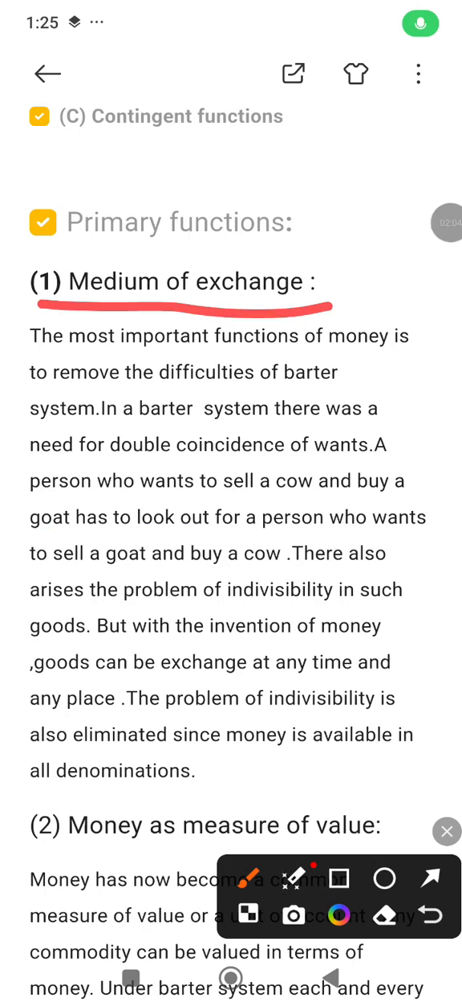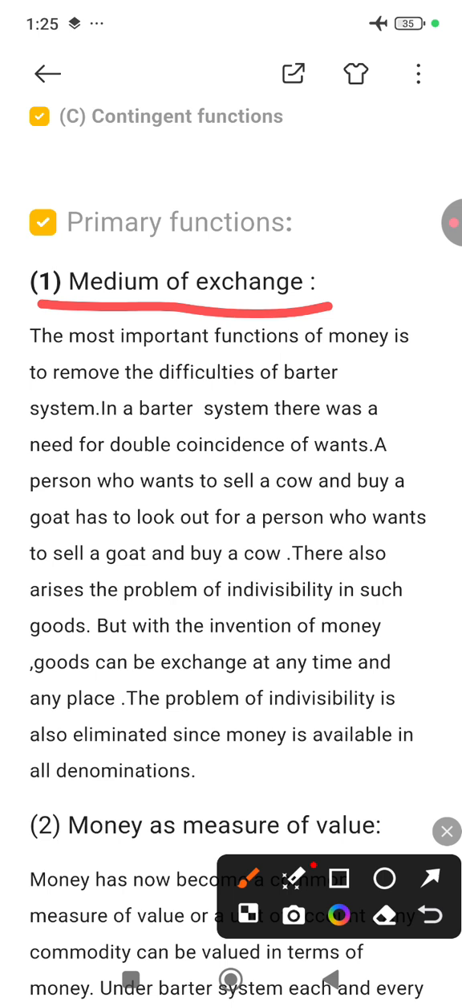So we know that money is a medium of exchange. Why? Because the most important function of money is to remove the difficulties of the barter system. Because we already learned the various difficulties in the barter system. Okay. So in a barter system, there was a need for double coincidence of wants. You can overcome that double coincidence of wants by the application of money.